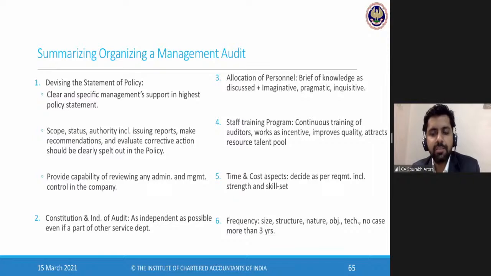Time and cost aspect: decide as per the requirement, including strength and skill set required, frequency, size, structure, nature, objective, technical and technological changes, and in no case more than 3 years. These are the points of summary of organizing a management audit.